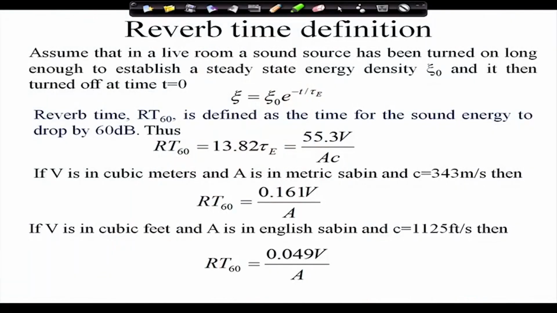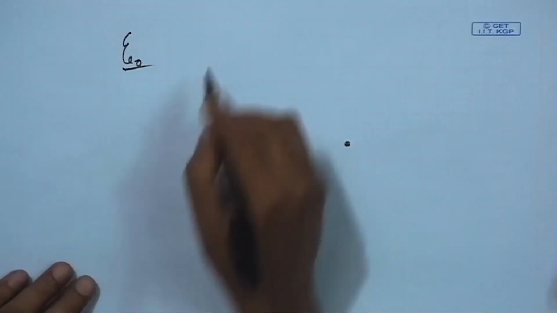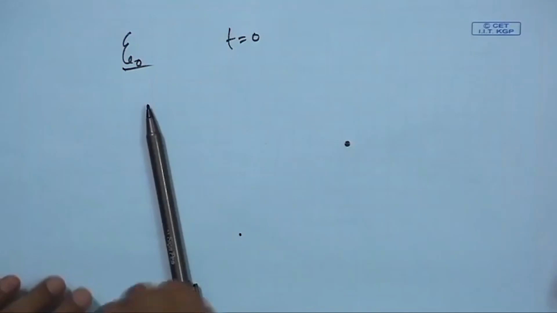Now, what is reverberation time? You have heard about reverberation time. Let us assume that in a live room a sound source has been turned on for a long enough period to establish the steady state density. Let the steady state density be psi 0. I switch on the loudspeaker for some time, so that the steady state energy, psi 0, is developed in this room. Now, at t equal to 0, I switch off the source.